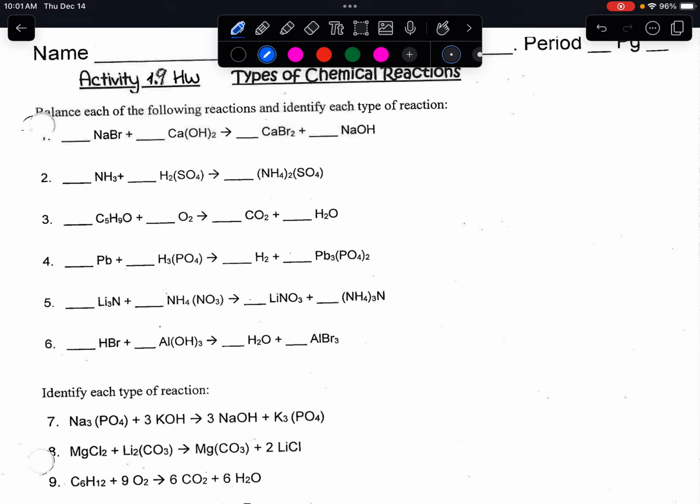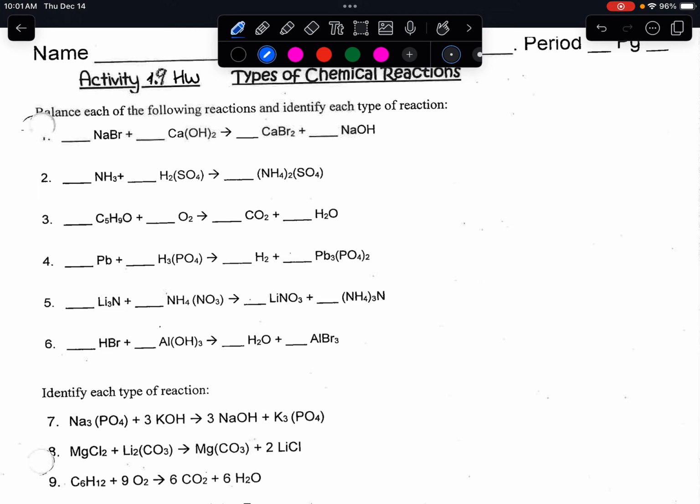Okay, we're going to work through this types of reactions worksheet. I'm going to skip the balancing equations part for now, and you can look back at the other videos if you need help learning how to do that, but I'm not going to go over these specific ones. But we will work through trying to figure out what type of chemical reactions these are.